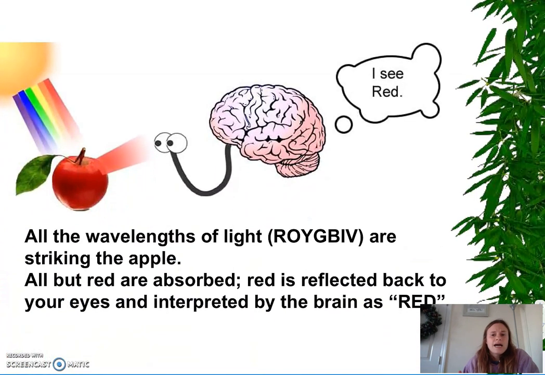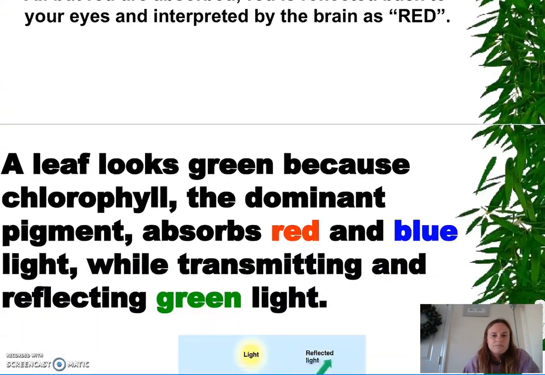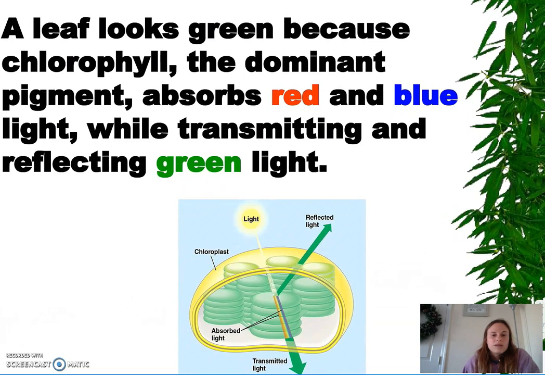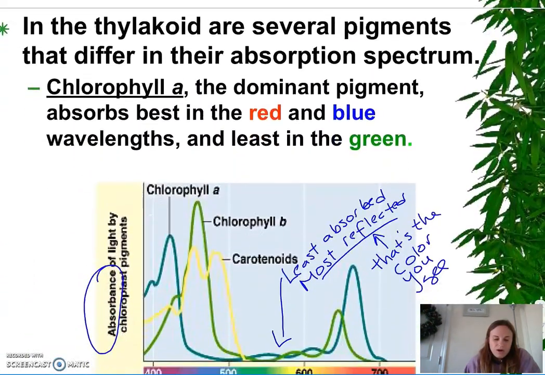So you tend to get warmer if you're wearing a black shirt in the winter. So if I'm looking at an apple, the reason why I would see red is because every other color besides red is absorbed. Red is going to be reflected back. So similarly, a leaf looks green because green light is being reflected back, whereas red and blue are being absorbed. Now, what's absorbing that red and blue light? Those are the pigments that I'm talking about.